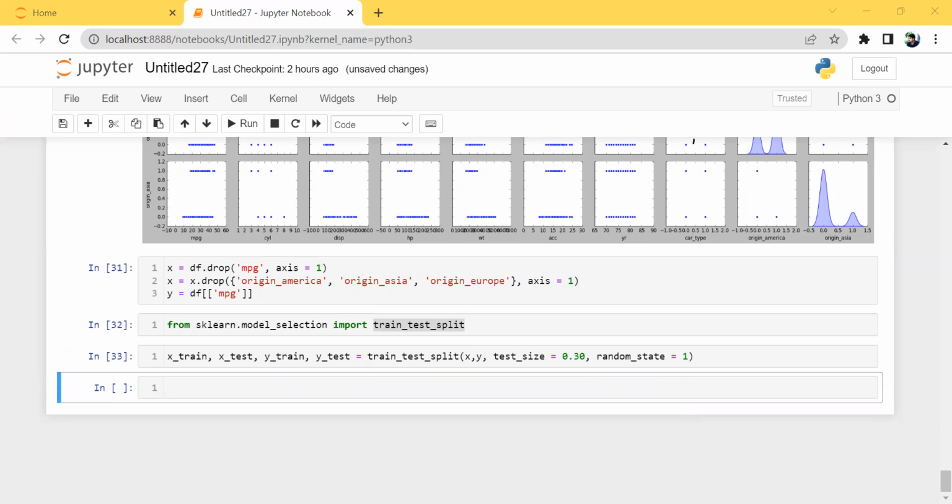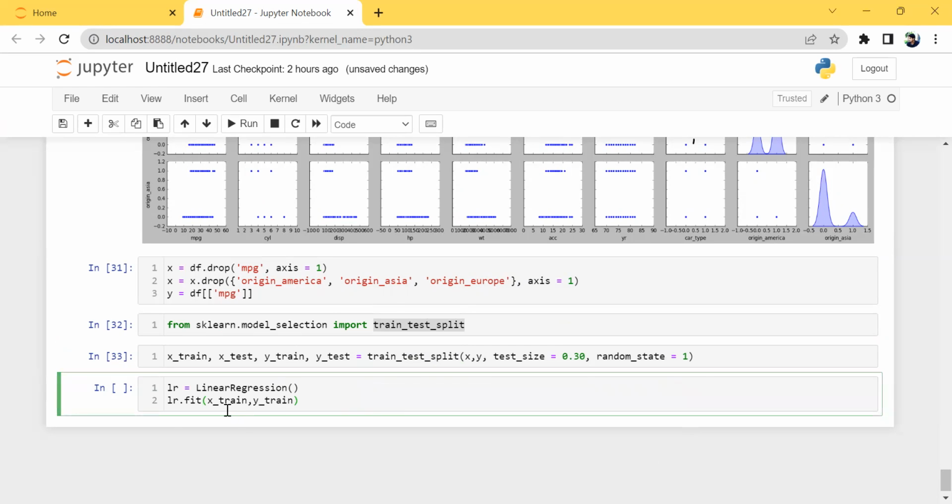So now, splitting data into train, okay. Just try to import the linear regression here. I have created one new variable, that is LR, equal to the linear regression function. Now I want to fit that, LR dot fit, using the X train and Y train data.